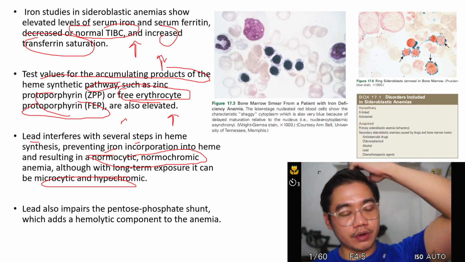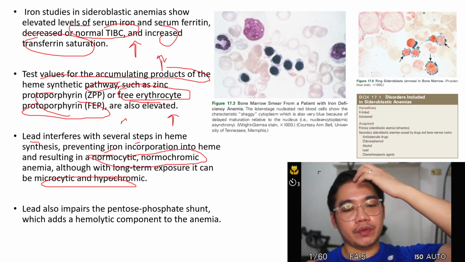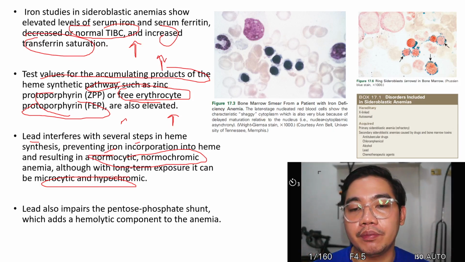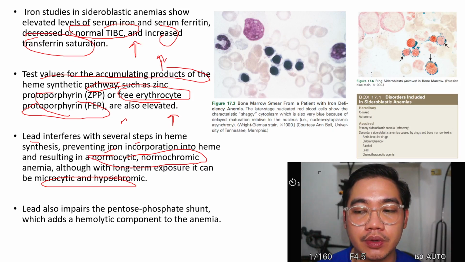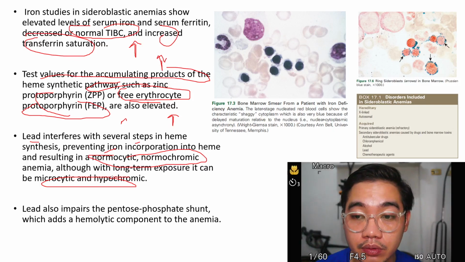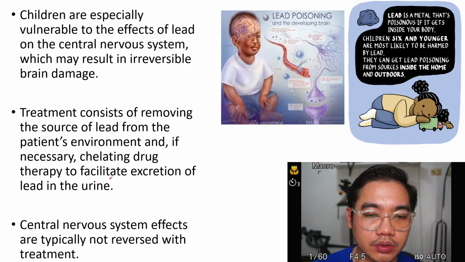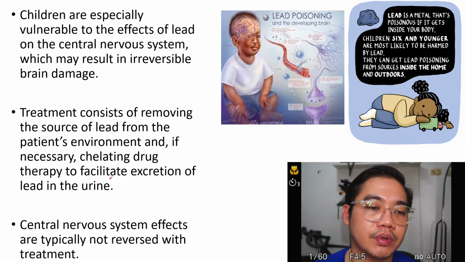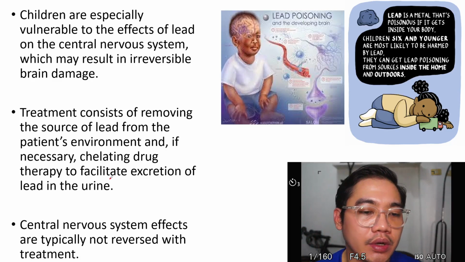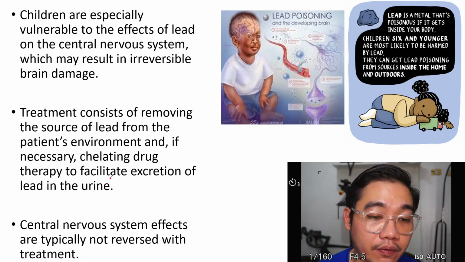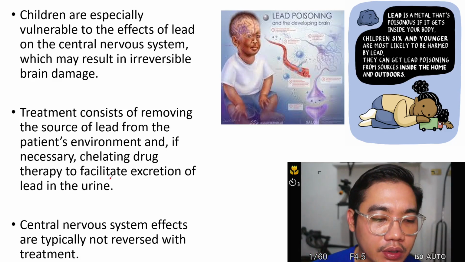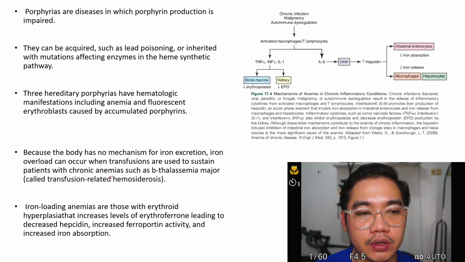So remember, one of your hemolytic anemias is caused by impairment of your pentose phosphate shunt, leading to decreased production of your ATP, making your sodium potassium pumps unable to sustain themselves, leading to hemolysis. Children are especially vulnerable to the effects of lead on the central nervous system, which may result in irreversible brain damage. So, of course, the treatment should be removal of lead and a chelating drug because it's a heavy metal. Central nervous system effects are typically not reversed with treatment.